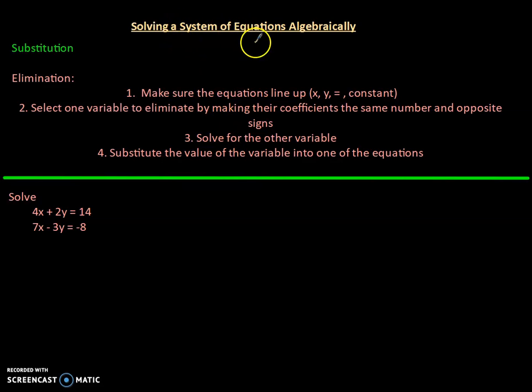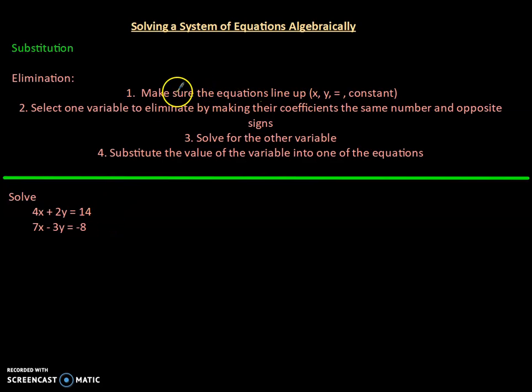A system of equations just means, in this case, you have two equations, so you're solving for two variables. As you progress, not in this class though, you will have three equations and then you'll have three variables. So when you're solving for a system, you're solving for more than one variable at a time.